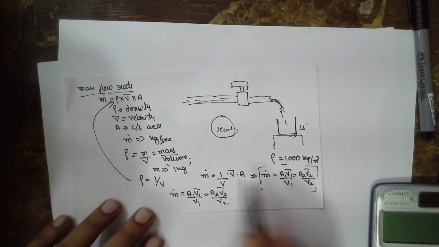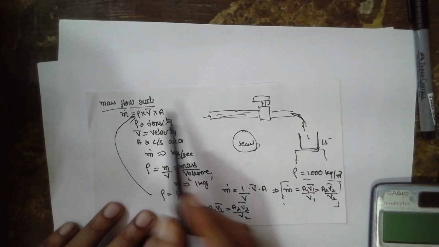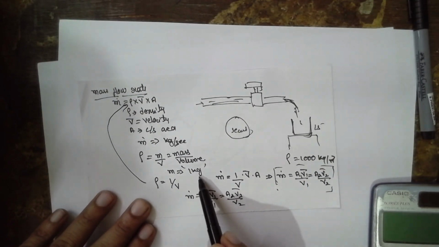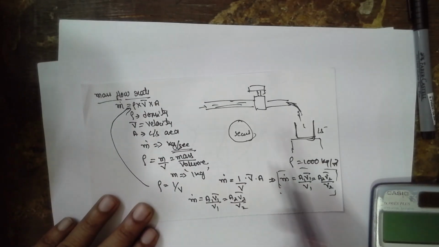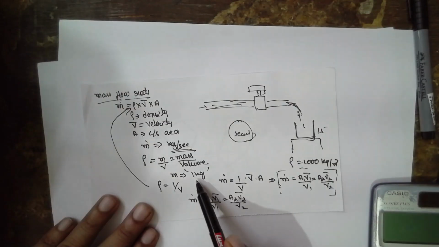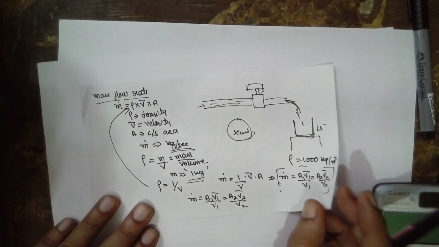Here, mass flow rate is nothing but kg per second. Normal mass is nothing but kg. Mass flow rate is kg per second, so we have to consider the time. Here we are not considering any time. Based on this concept, we are going to solve the problems.